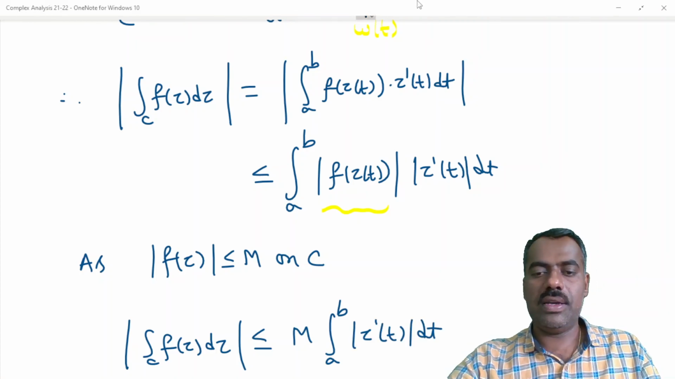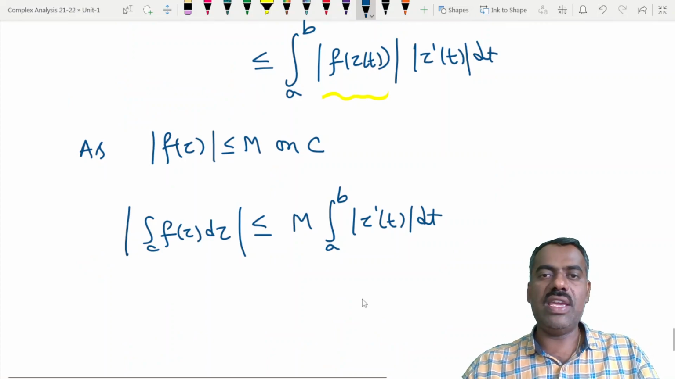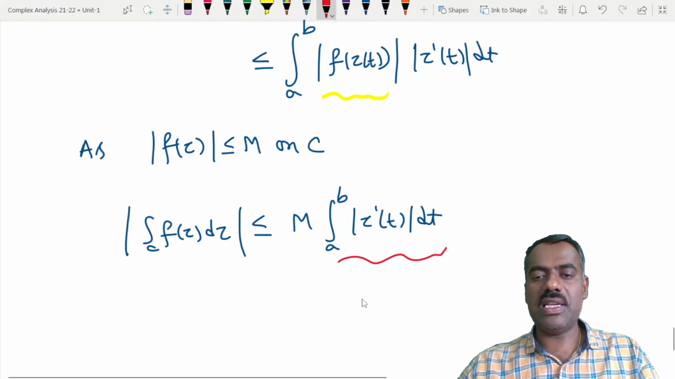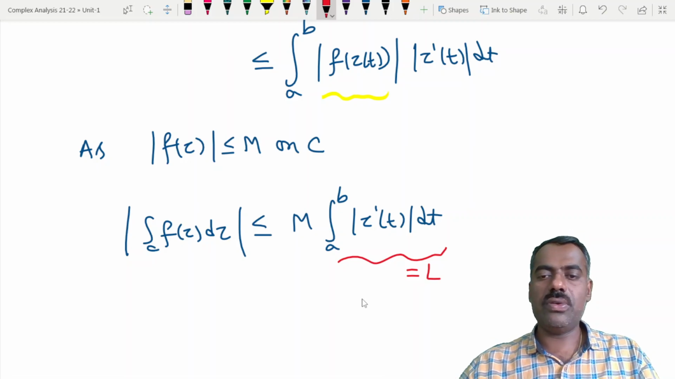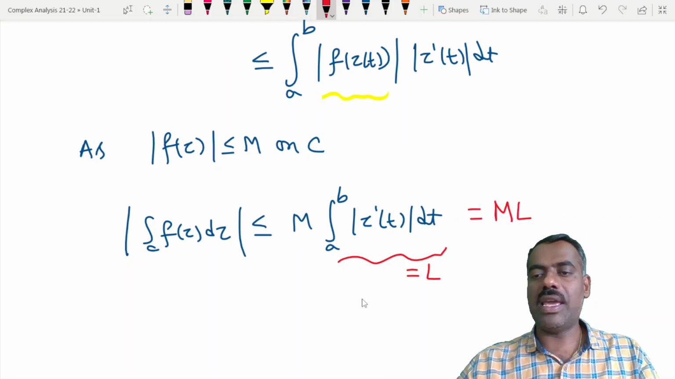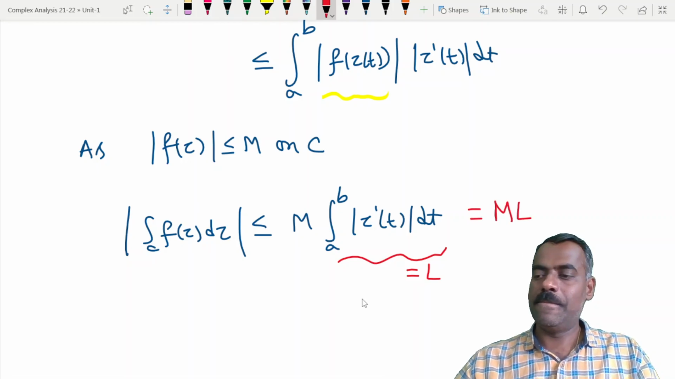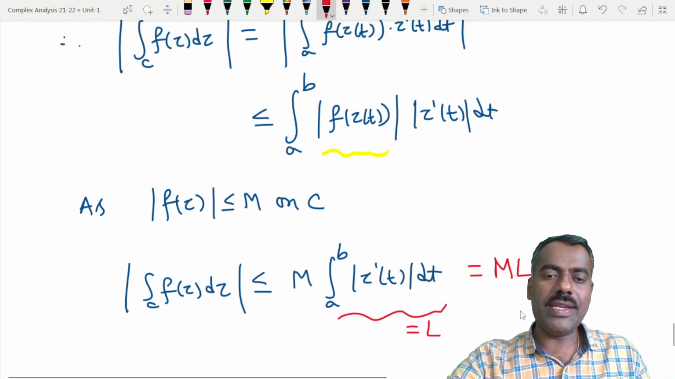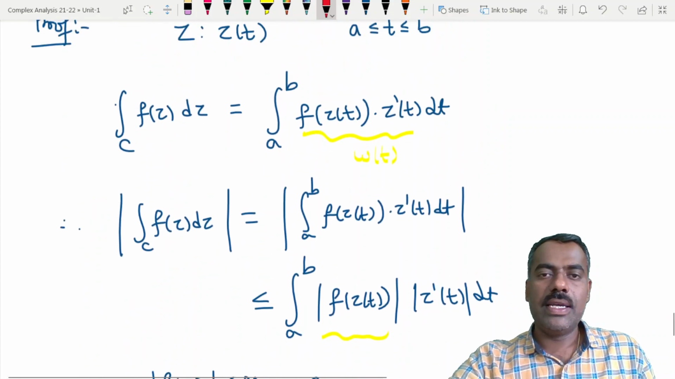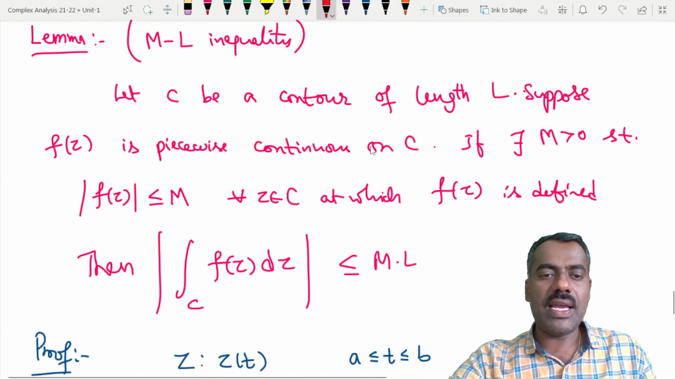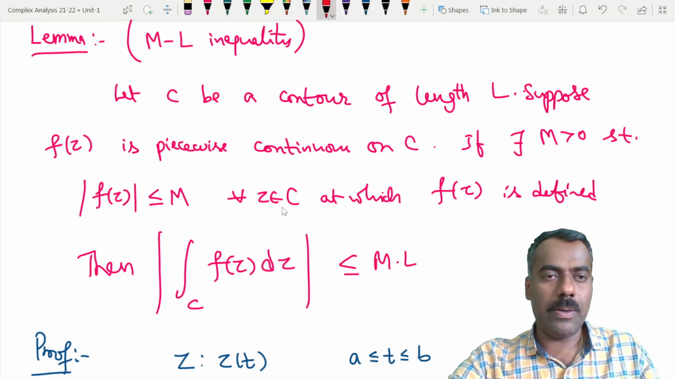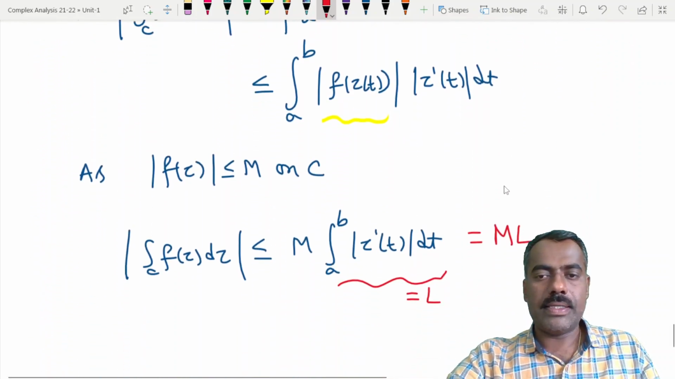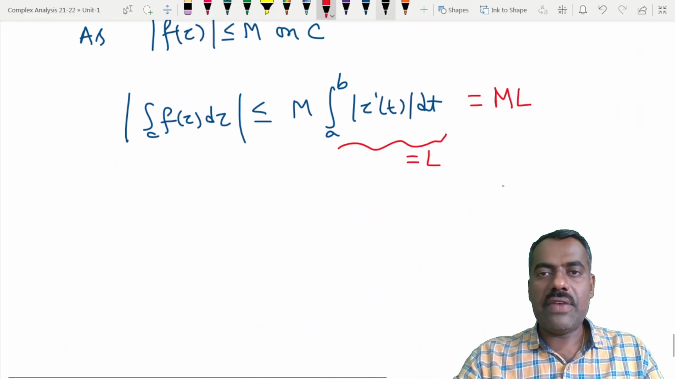But if you remember, what is this one? Whatever we are having here is precisely the length of the contour. Therefore, the absolute value of the contour integration has an upper bound of M, where M is the upper bound for f of z, times the length of the contour. Okay. Yes. So we can quickly have a remark.